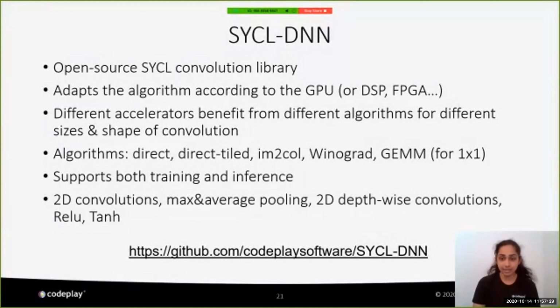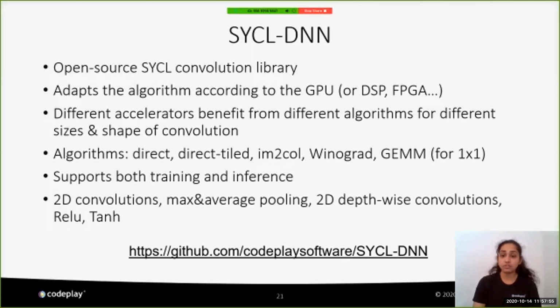Another open source library as a part of the SYCL ecosystem is SYCL-DNN. SYCL-DNN adapts the algorithms according to the GPU, DSPs, or FPGAs that we are using. It allows different accelerators to benefit from different algorithms based on the amount of memory that is available or on the shape of the convolution that they are using on the architectures.